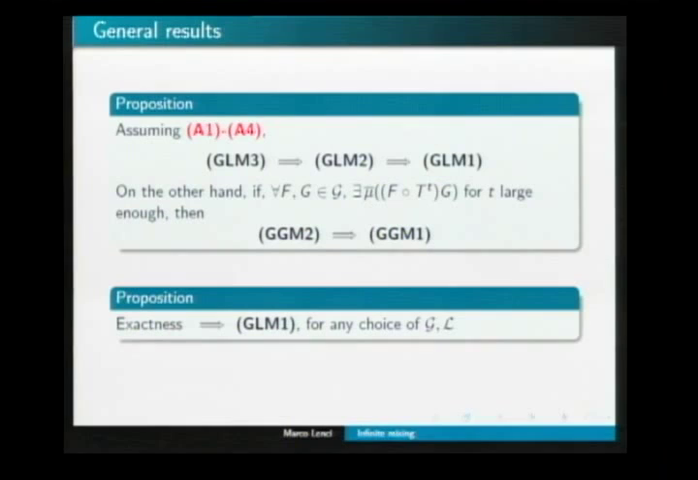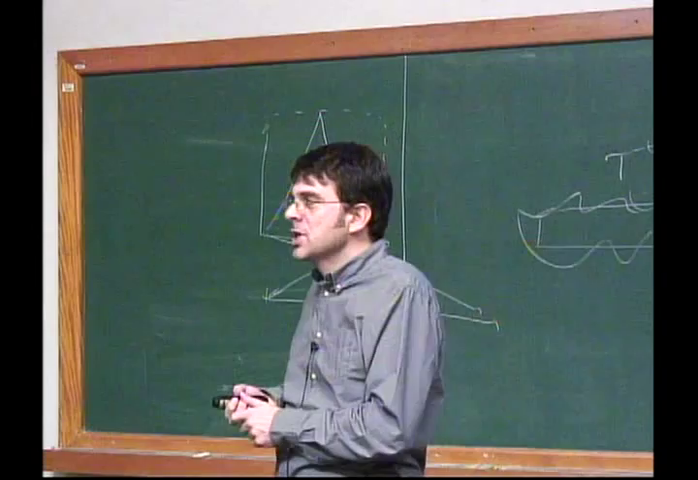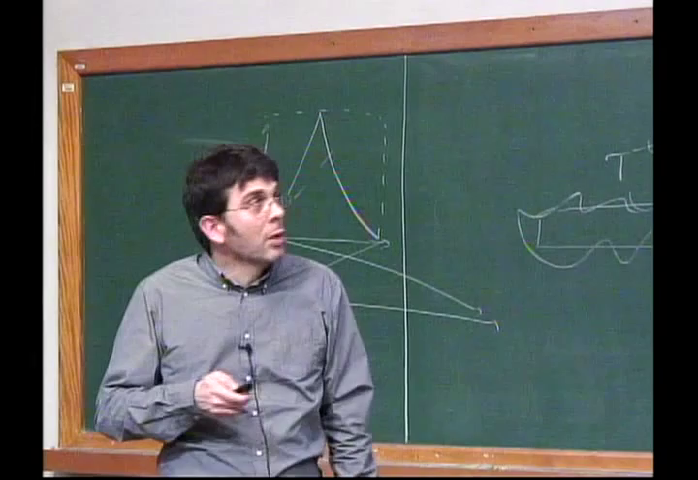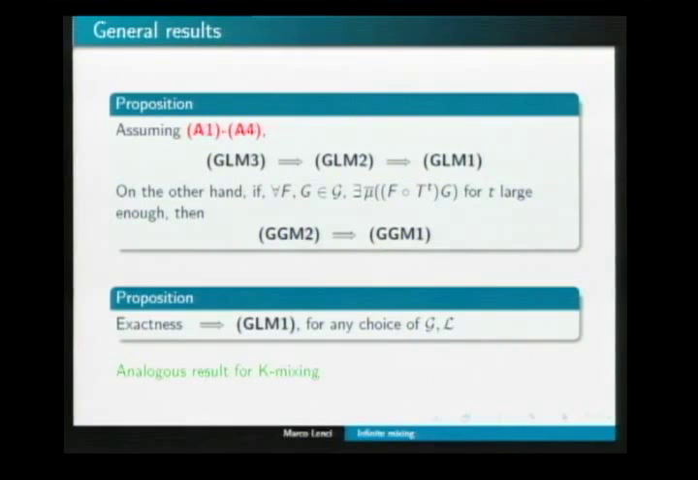This is actually more recent work. This is a very easy proposition to prove. Exactness of an infinite measure dynamical system. Exactness is one property of a dynamical system that can be rewritten equally well in finite and infinite ergodic theory. It gives you the idea that a system is strongly mixing. This implies at least GLM1, so at least this asymptotically coalescing property. And then you have an analogous result for automorphisms for K-mixing. That is a little more complicated to describe, so I'll skip it here.